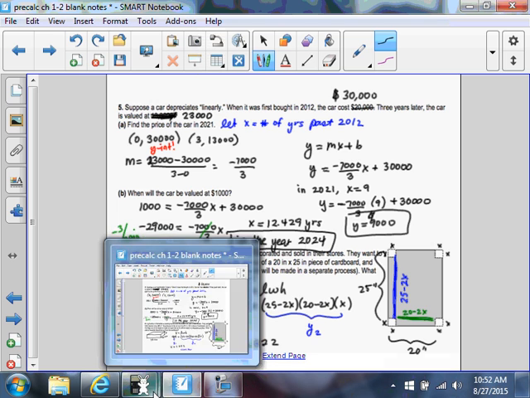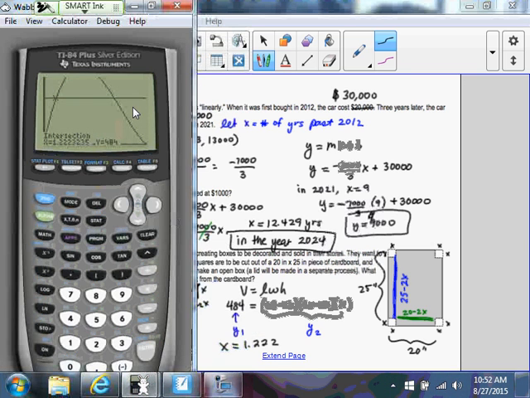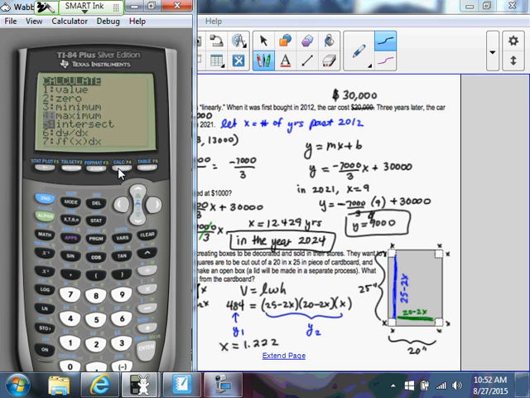All right. Now, do you see that there is actually another one? There is another intersection point, so we should find that. We need to find this intersection point that's over here. So we're going to do second, trace, intersect. So option 5. I may have done this out of order.